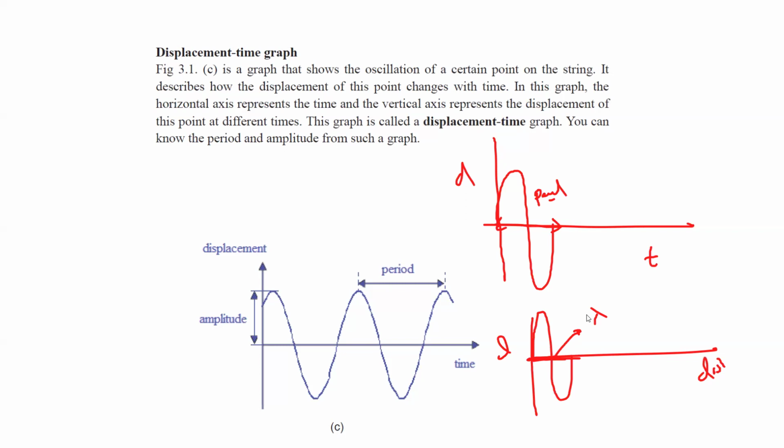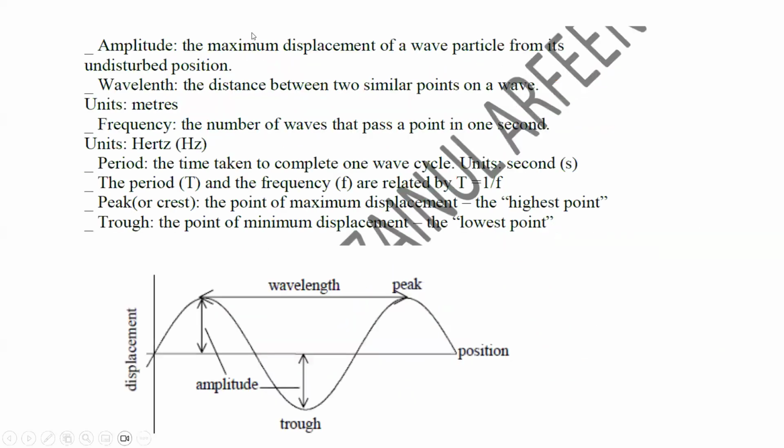So it depends on the axis. We might have a distance displacement graph, or we may have a displacement time graph. If we have a displacement and distance graph, the distance between the peaks is a wavelength. The maximum distance from the mean position, either above or below the mean position, is the amplitude.